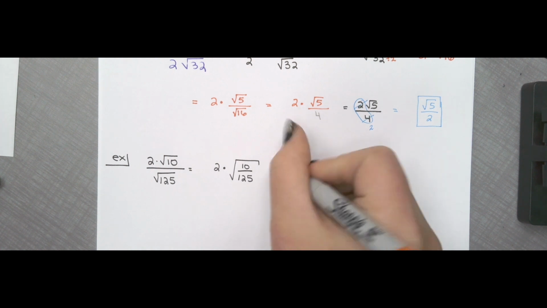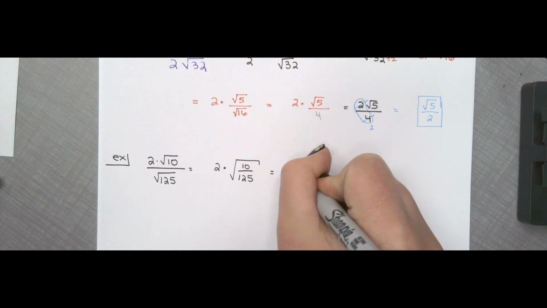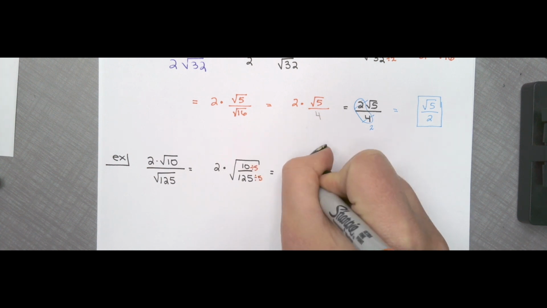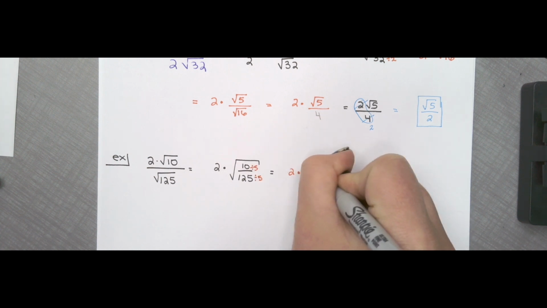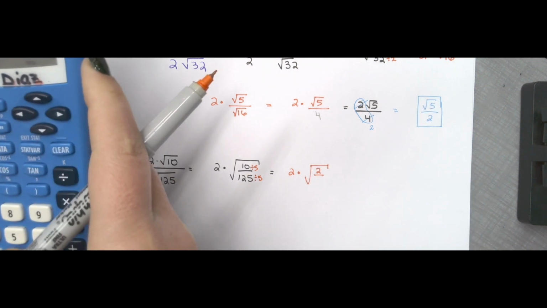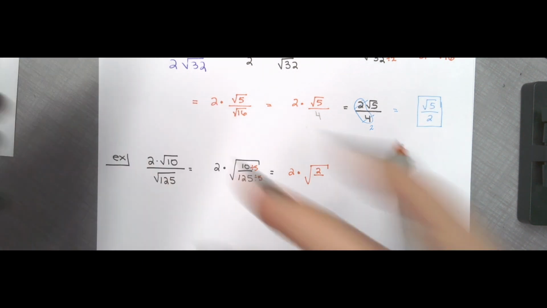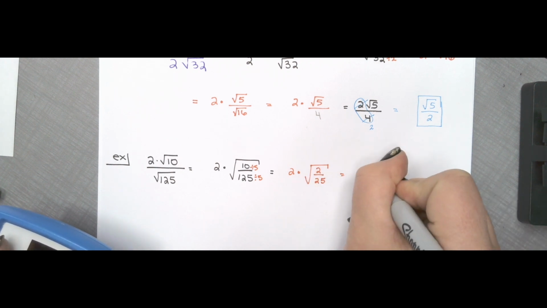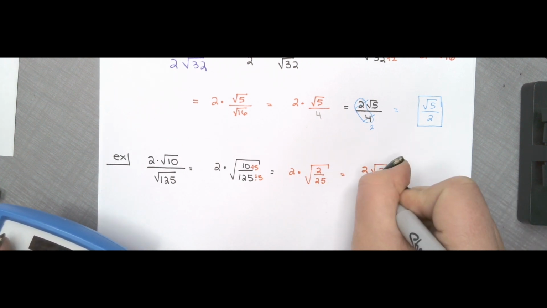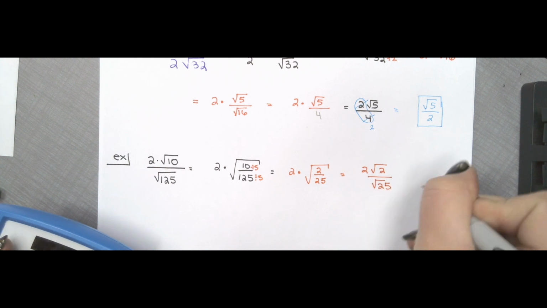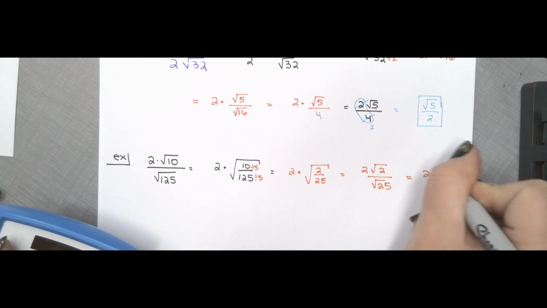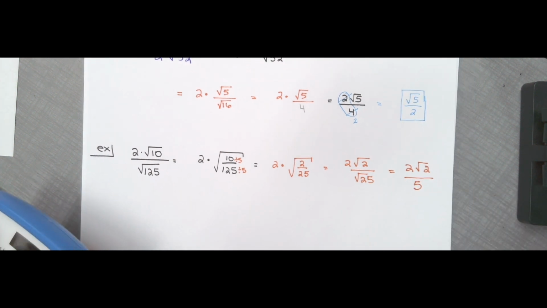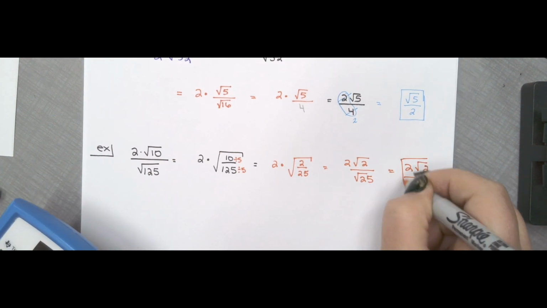What goes into 10 that also goes into 125? Good. So we got the square root of 2 times 2 over 125 divided by 5. That gives us 25. Break it apart. Square root of 25. Thank you. And 2 and 5 cannot simplify, so you are done.